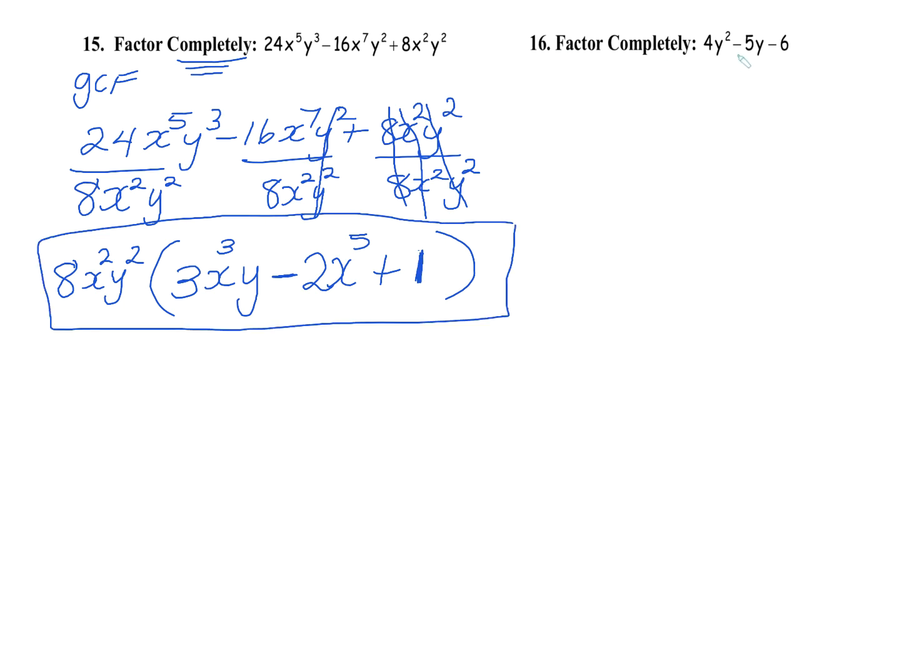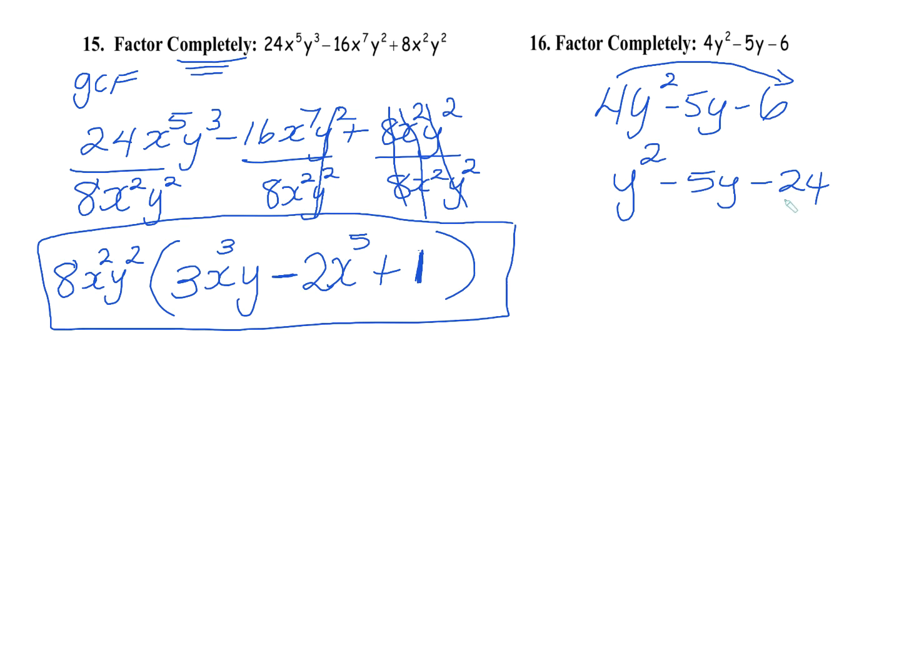Okay, we need to factor completely. I have 4y squared minus 5y minus 6. So I see that this is a trinomial where my a is greater than 1. So remember, this is our AC method. So the 4 is going to multiply the 6. So it becomes y squared minus 5y minus 24.